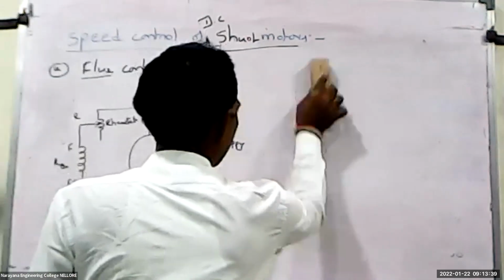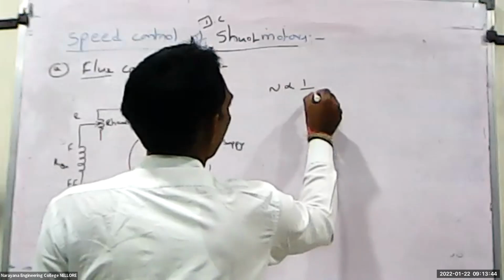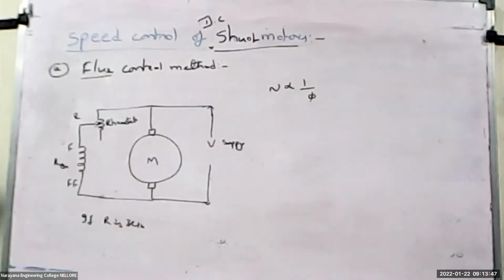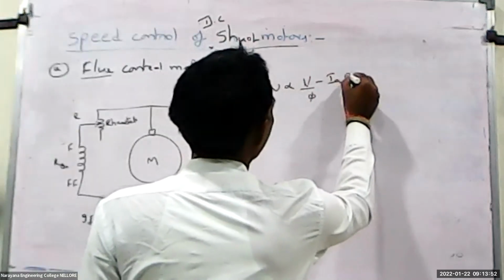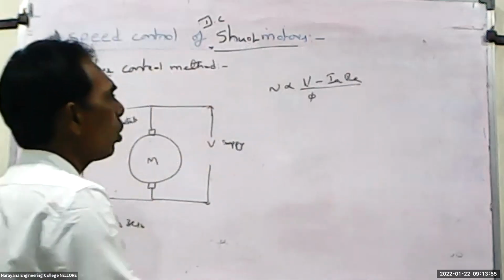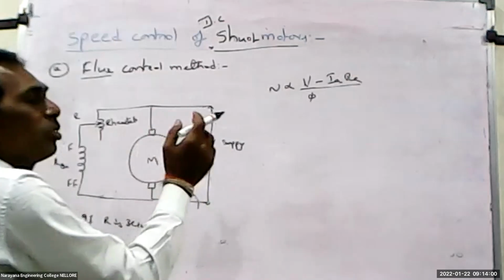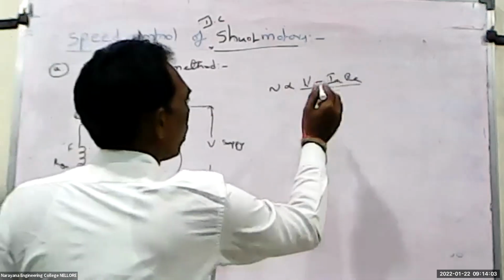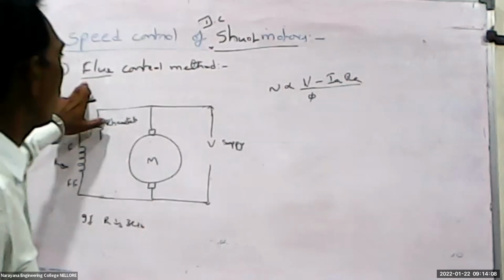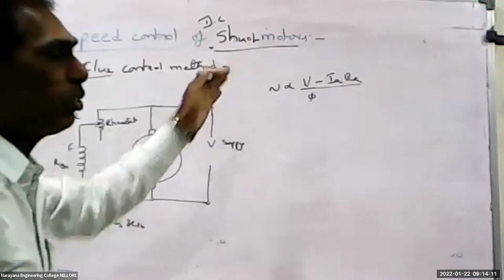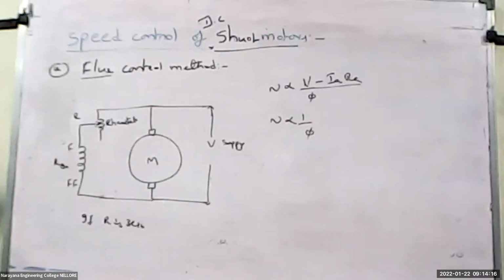So we know the previous equation. What is it? N is directly proportional or inversely proportional to 1 by flux, because the equation is (V minus I_A R_A) by flux. So I have to assume that the supply voltage is constant, the current passing through the armature is constant, and R_A is fixed, and only flux is variable. So if you want to use the flux control method, the remaining two are fixed. So N is inversely proportional to 1 by flux.